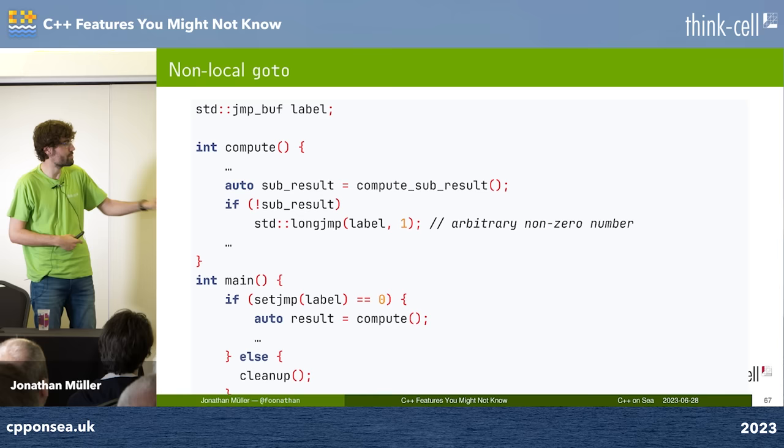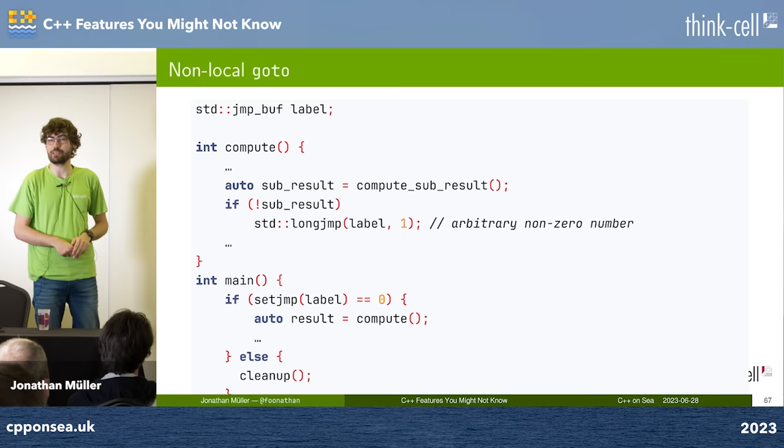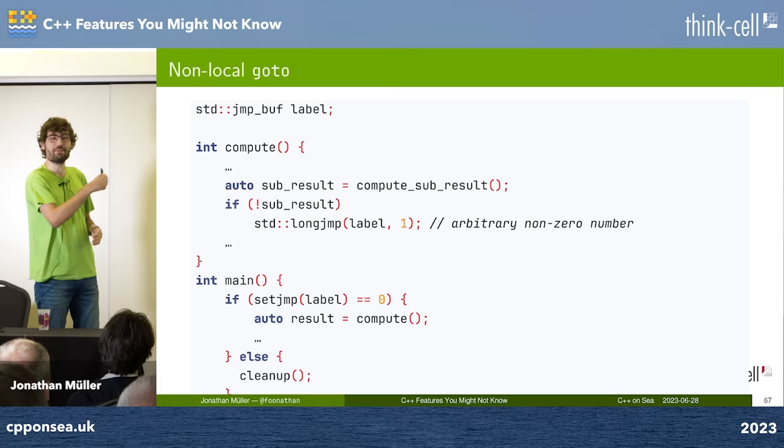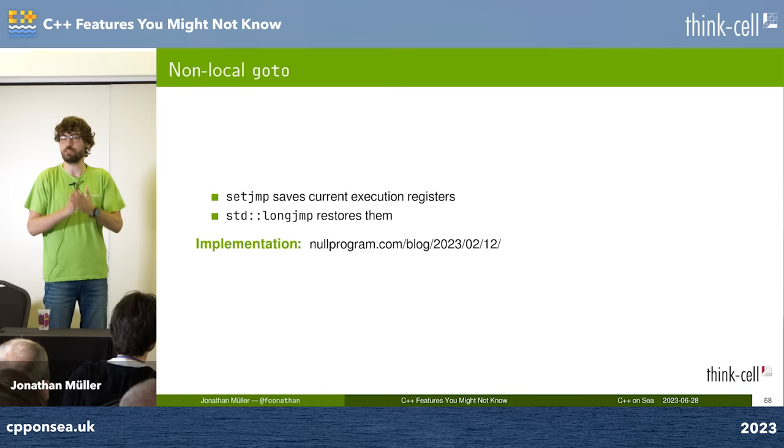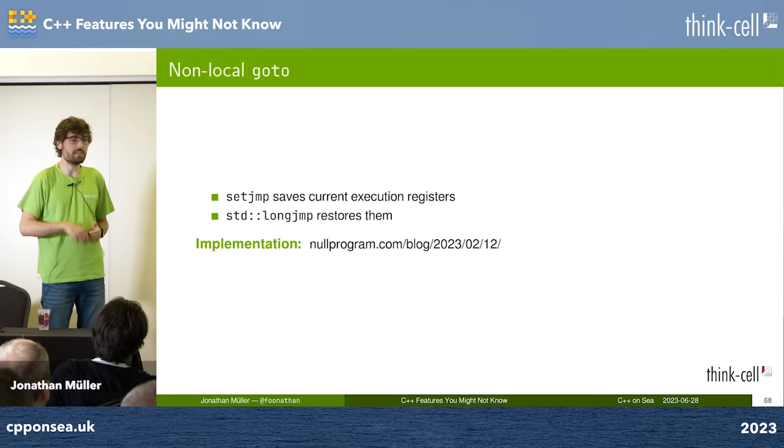So if you want to use exceptions, but not quite, you can use longjmp. It has also the downside that you don't have to worry about destructors running, because they don't. So it's even faster than exceptions, because you just jump there directly. And it's actually pretty interesting. setjmp essentially saves the current registers in the global variable. And then when you longjmp, you just restore them. This blog post, again, links at the end, has an implementation of that. So if you're interested in that, it's pretty cool.